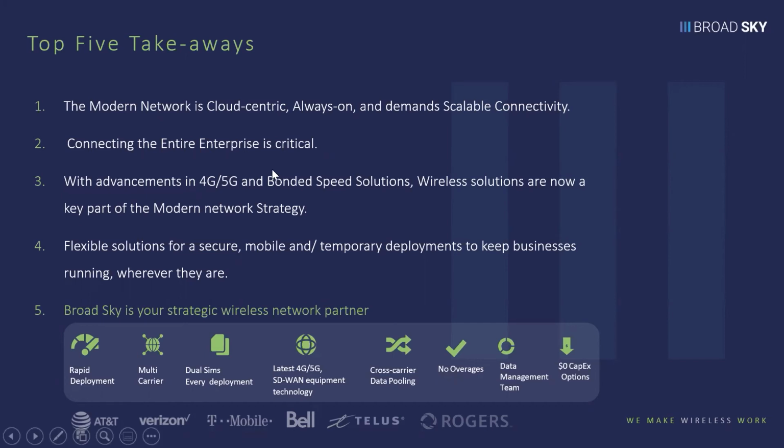Advancements in 4G, 5G, and bonded speed wireless solutions are now a key part of the modern network strategy. And the key part on that is the speed side, guys. There's any number of vendors running around deploying the solution that we deployed 6 years ago and calling it LTE and 4G. And they're right. Semantically, it is a 4G solution, but it's a 4G solution that runs at 15 meg down and 7 meg up. It may or may not be connected to the best carrier at that location, or they may just have one contract with one carrier and hope.